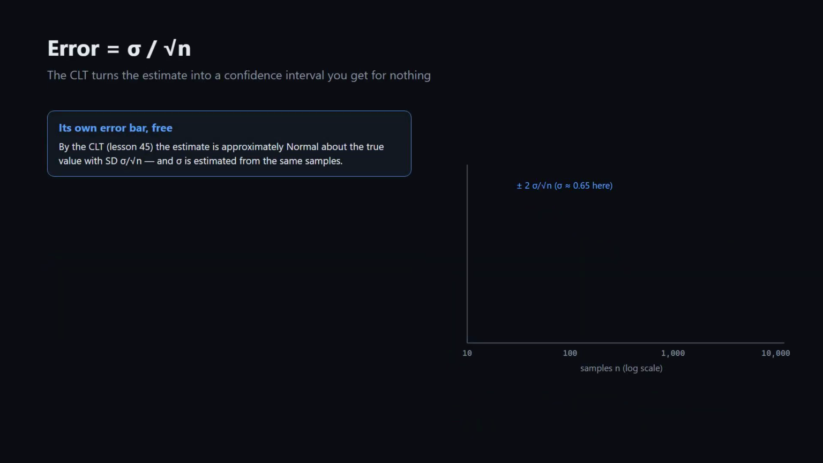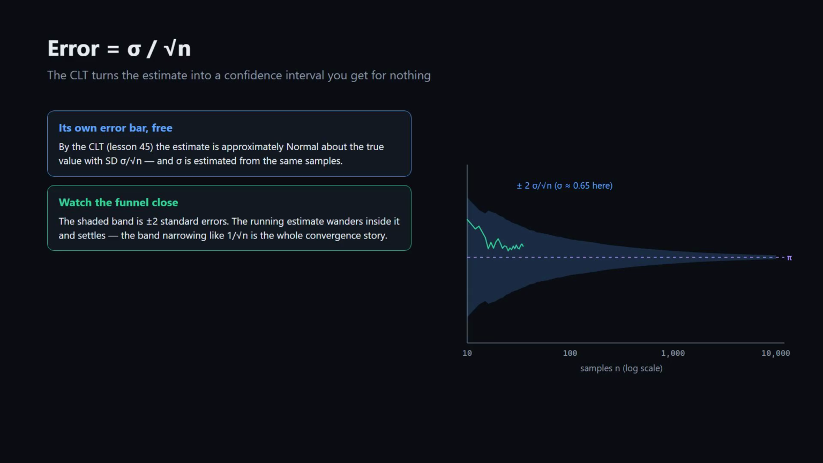How wrong is it? The central limit theorem, lesson 45, answers precisely. The estimator is approximately normal, centered on the true value, with standard deviation sigma over root n. And sigma can be estimated from the very same samples. So every Monte Carlo run reports its own error bar for free. Watch the running estimate. The band around it is plus or minus 2 standard errors, and it narrows like 1 over root n. The estimate wanders inside the band and settles.